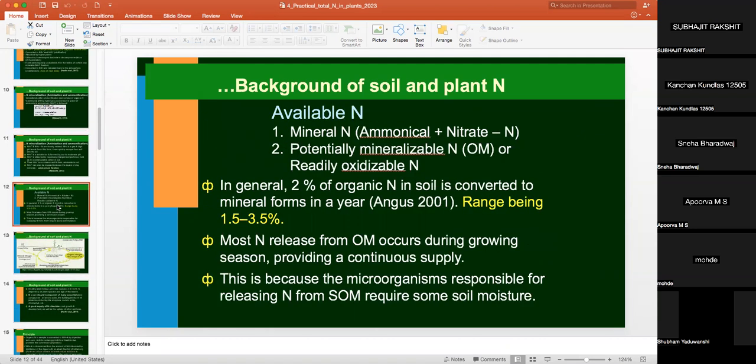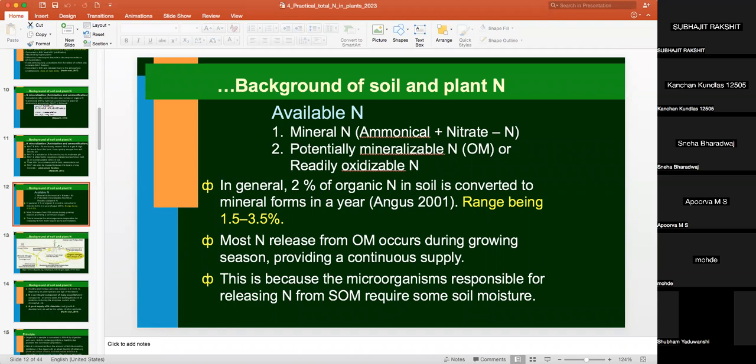Now, coming to the available nitrogen, as already discussed, it is mineral nitrogen, which is ammoniacal and nitrate nitrogen, and potentially mineralizable nitrogen in organic matter, or readily oxidizable nitrogen. These two make up the available nitrogen, meaning the nitrogen which can be utilized by the plant or can be part of the uptake. Whatever uptake is there by the plants will be in these two forms or from these two sources.